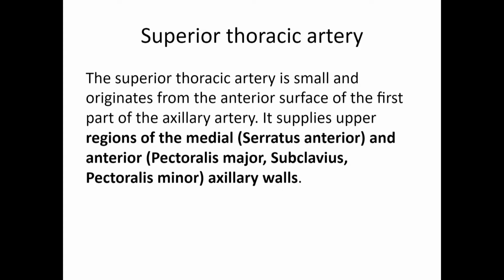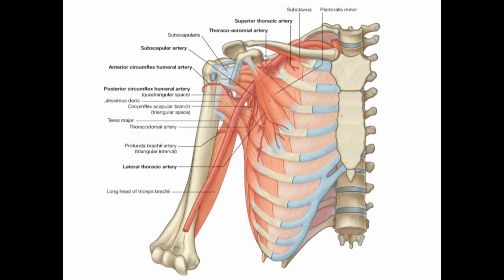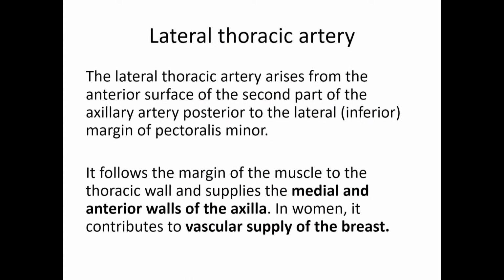And to see on this photo, this is the superior thoracic artery, and it is supplying the major and minor pectoralis muscles here. It will be located here, right? Here. And also it is supplying the serratus anterior, which is on the medial wall.